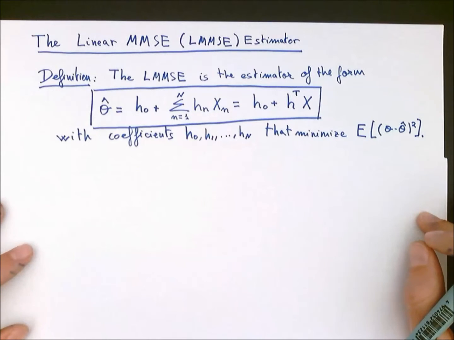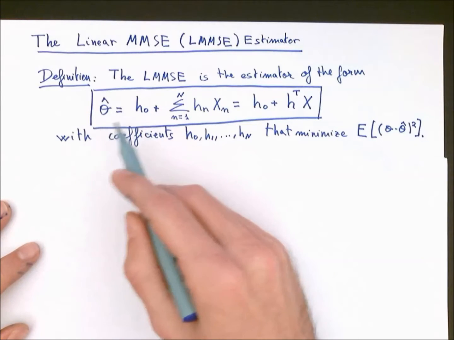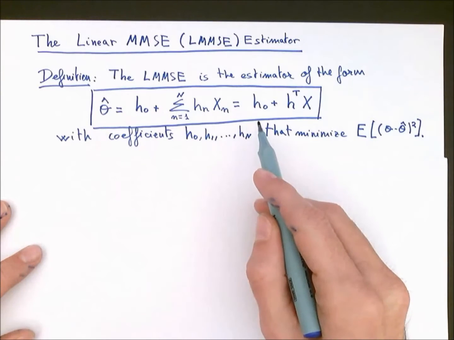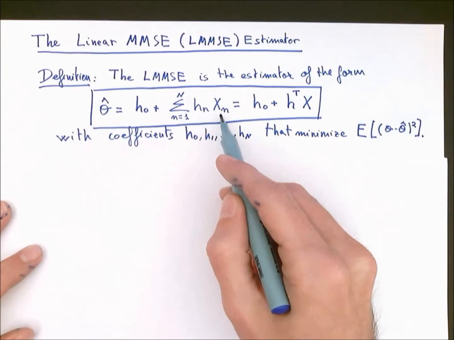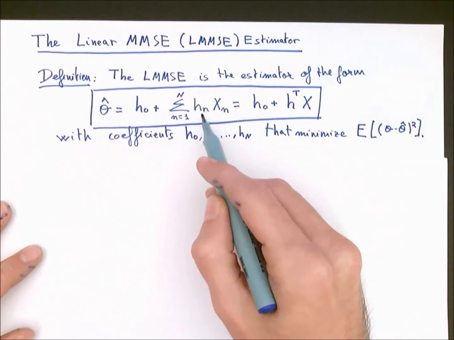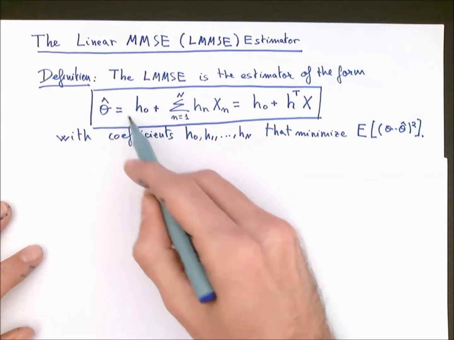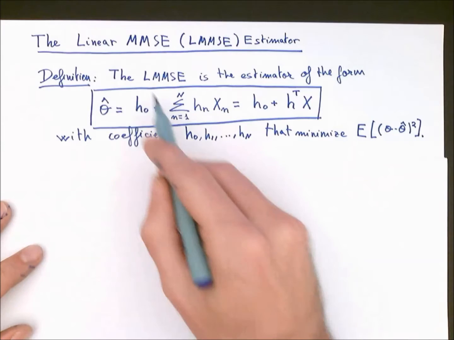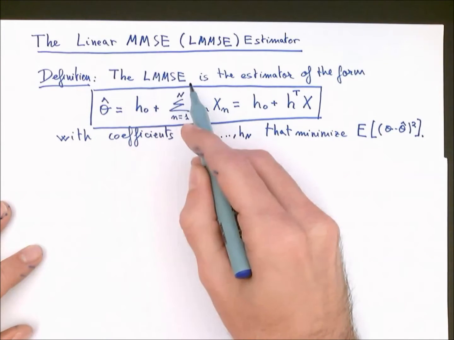As we can see in this definition, the linear minimum mean squared error estimator is an estimator that has a particular form, which is described here. The estimator is built by taking a linear combination of the data samples from 1 to n, which are weighted by a set of coefficients h1 to hn. And in addition, we have an extra offset coefficient h0. Now, we can discuss that the name linear is not exactly accurate.